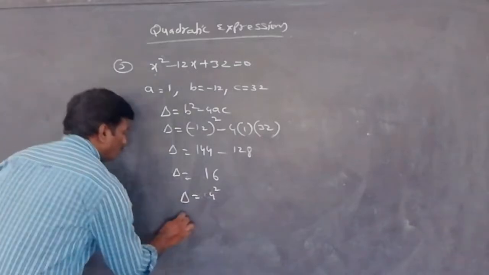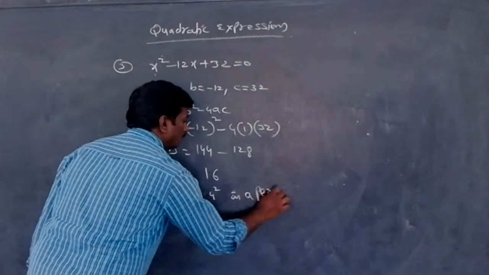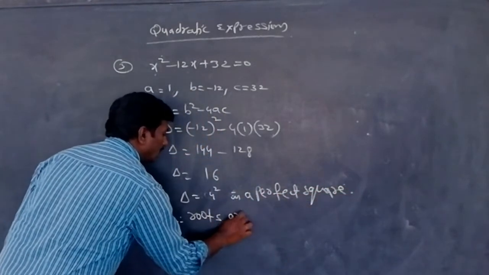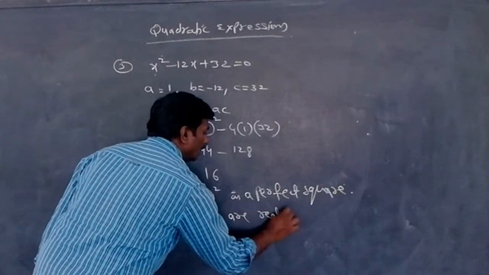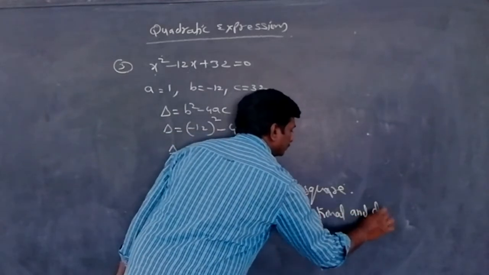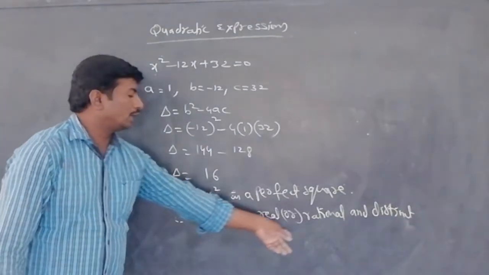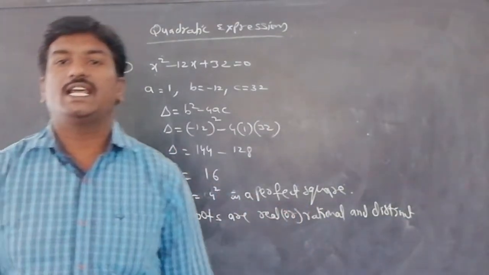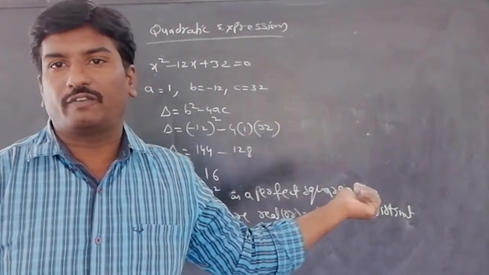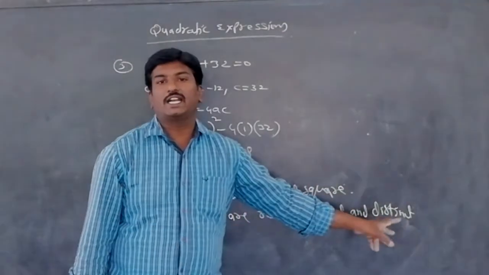No problem. Therefore, here 4 square is a perfect square. Therefore, the roots are real, or you can say rational also. No problem. Rational and distinct. When it is a perfect square, then we say that the roots are rational. Rational means you get the roots in the form of p by q. When it is a perfect square, the roots are in the form of p by q. That's why here we are saying that the roots are rational and distinct.